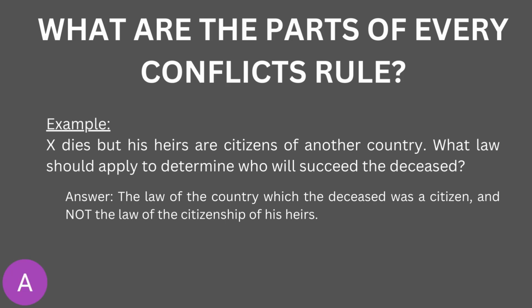Another example is Article 1039 of the New Civil Code, providing that capacity to succeed is governed by the law of the nation of the decedent. Here again, we get the picture of a person who dies, but whose heirs may be citizens of another country. What law should apply to determine who will succeed the deceased? Answer: the law says it is the law of the country of which the deceased was a citizen, and not the law of the citizenship of his heirs.